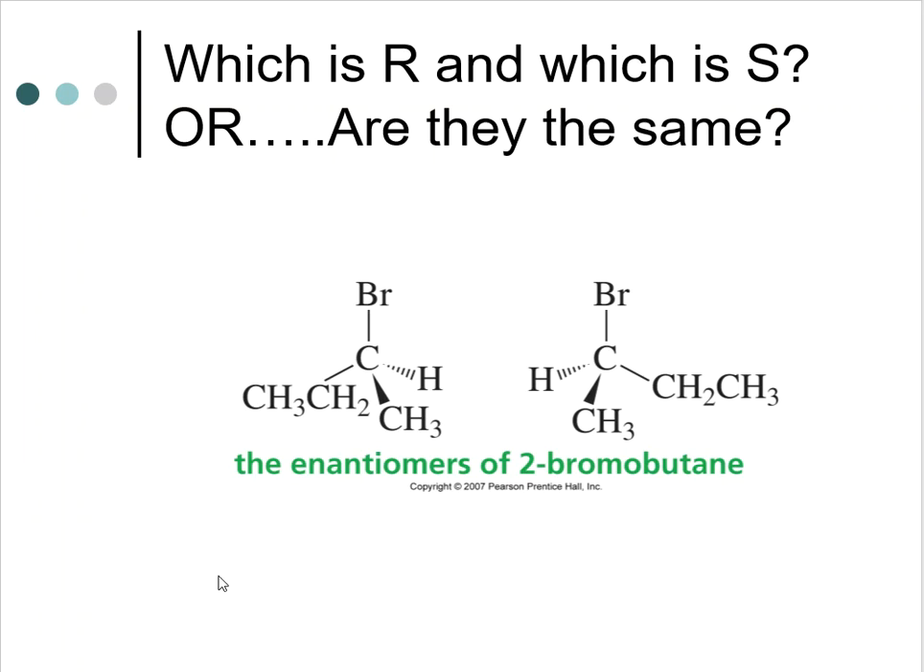Guys, welcome back. And what you're seeing on the screen is another chirality problem. Aren't you happy? So up here at the top it says, which is R and which is S? Or are they the same? Oh gosh, now they're trying to trick me even more.